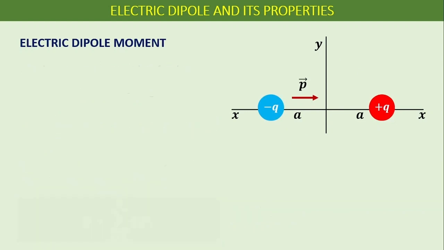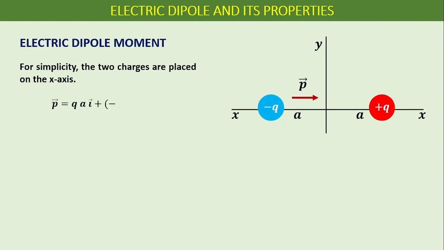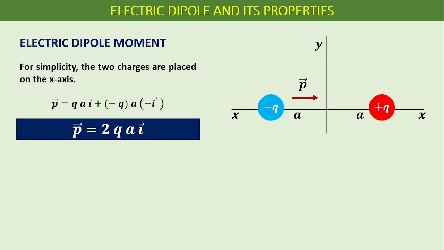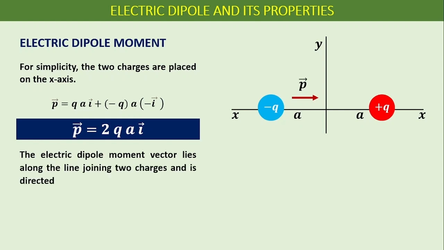For simplicity, let us consider these two charges are available on the x-axis. Good. So p vector equals q a i cap plus minus q a multiplied by minus i cap. So the p vector equals 2 q a i cap. The electric dipole moment vector lies along the line joining the two charges and is directed from minus q to plus q.